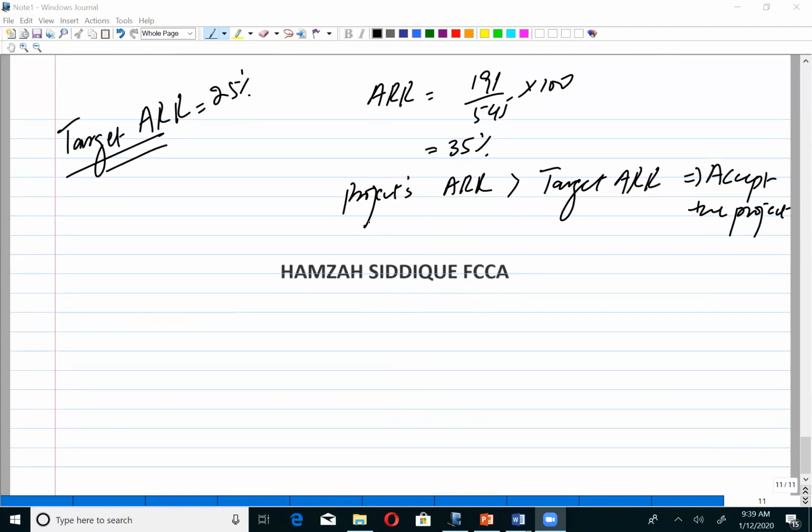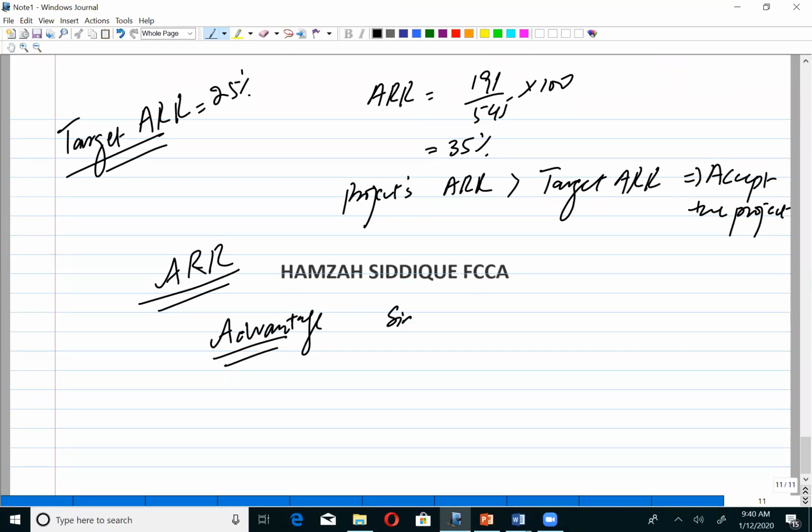So, students, ARR has its own drawbacks and its own advantages. The advantage is that it is simple to calculate and easy to be understood by business managers.